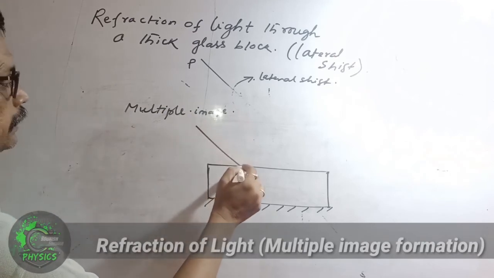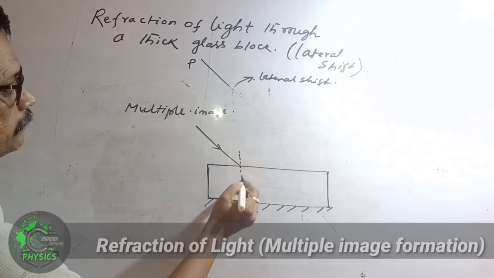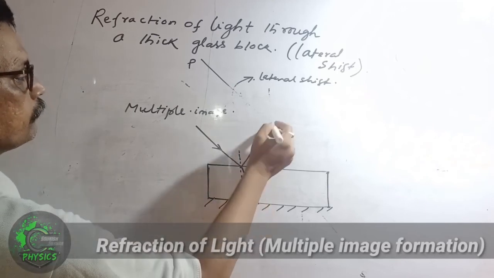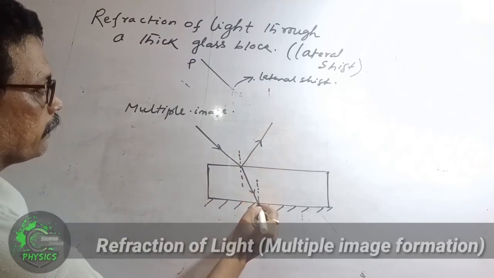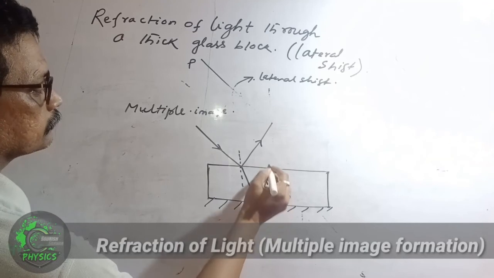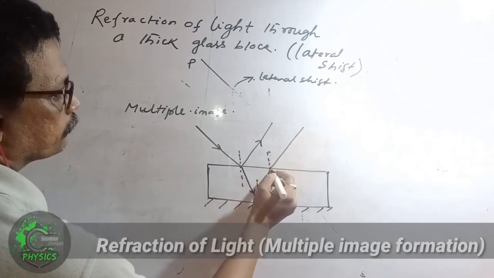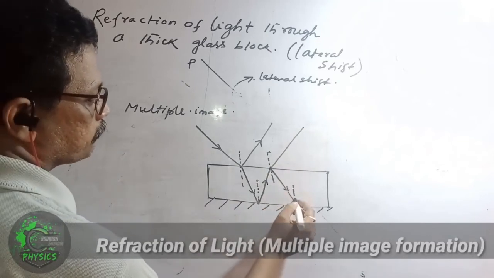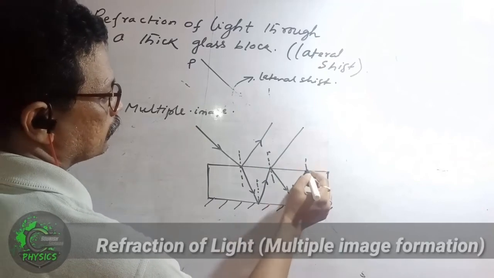Suppose this is one incident ray. On this surface there will be a partial refraction and reflection. Again at this surface, at this point, there will be total reflection. Again at this point there will be partial refraction and reflection. At this point again reflection. It goes on this way.